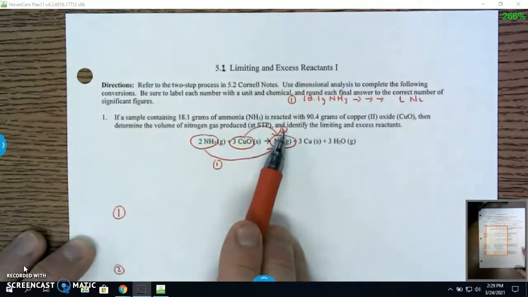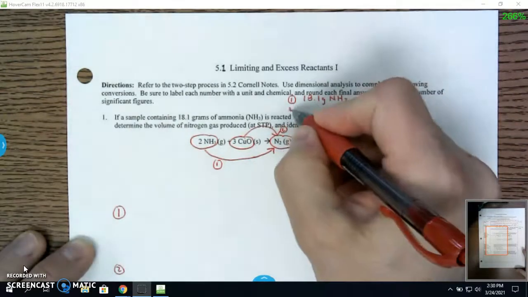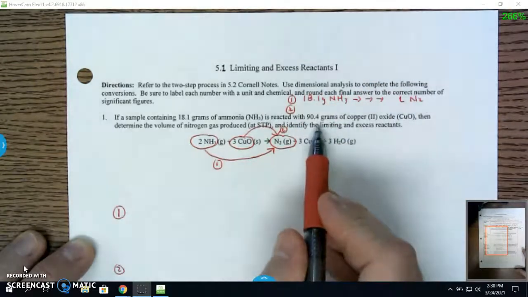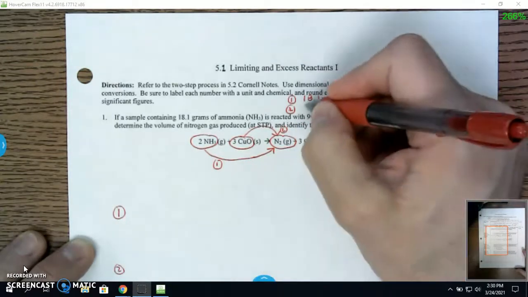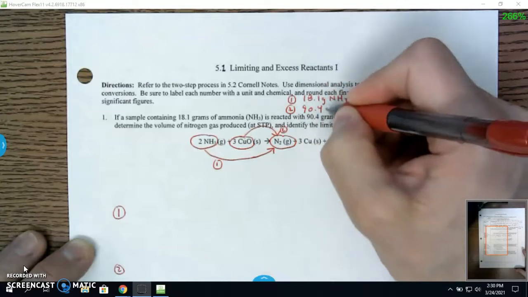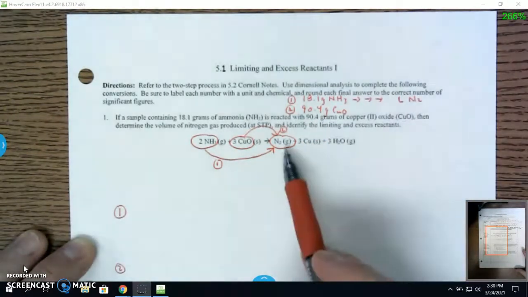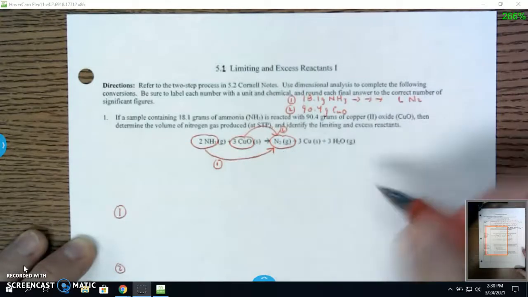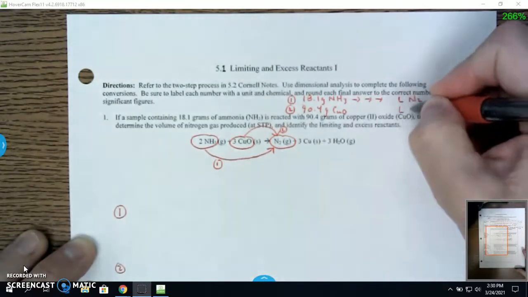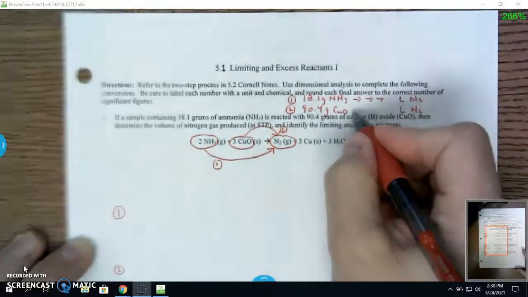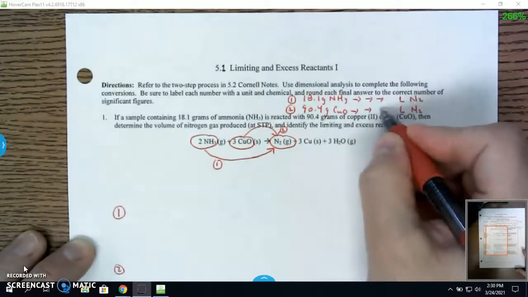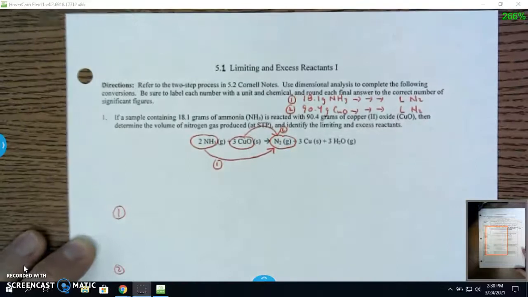In mathematical calculation number 2, we're going from 90.4 grams of CuO, copper 2 oxide. And we've got to convert to the same thing. We've shown that right here with these arrows. We've got to convert to the same thing so that we can make an apples-to-apples comparison. And so this is also a gram A to volume B conversion.